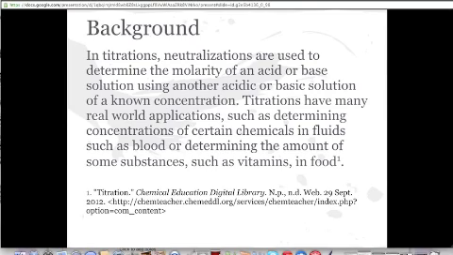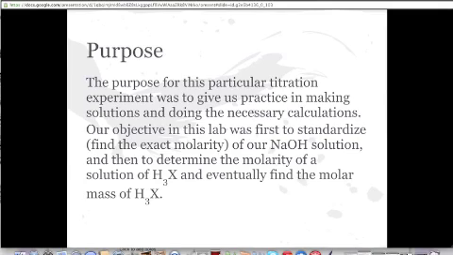So in titrations, neutralization reactions are used to determine the molarity of an unknown acid or base solution using an acidic or basic solution of a known concentration, and they have a lot of real-world applications. They can determine certain concentrations of chemicals, or they can determine the amount of substances in food, and they have a lot of applications in the lab and research too.